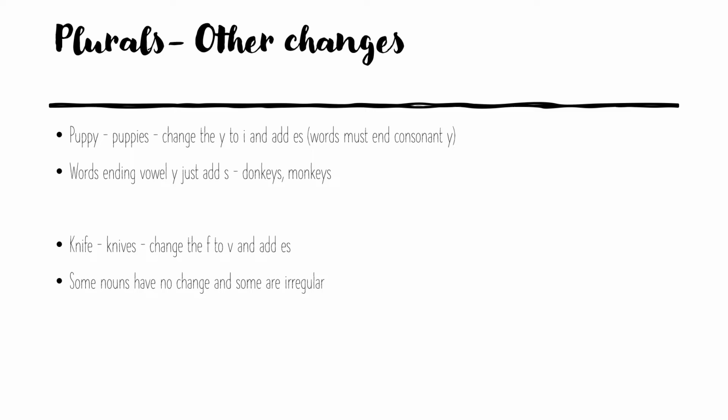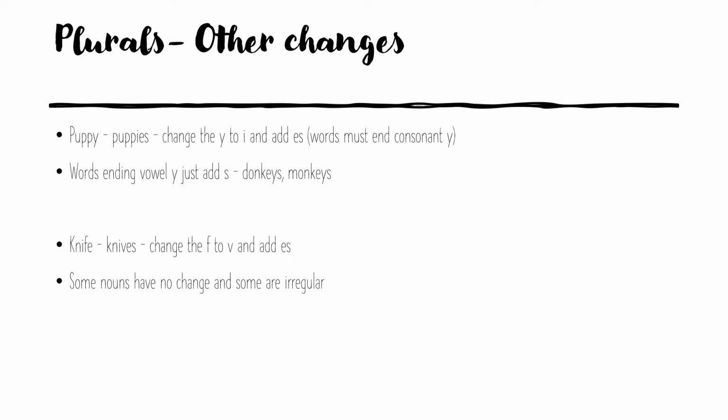So we also have those words where we change the y to an i, like puppy changes into puppies, and the word there ends in a consonant and then a y. But if a word ends in a vowel and a y, you just add an s, like donkeys and monkeys, and that is the simple explanation for why those two are different, why we would change the y to an i in puppies, but we don't change the y to an i in monkeys.